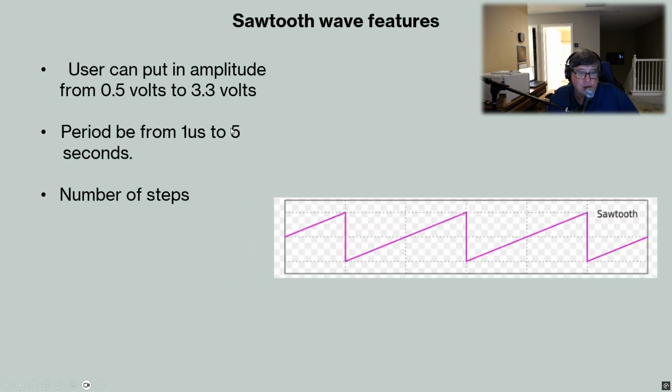Let's do the sawtooth wave. The sawtooth wave has an amplitude of 0.5 volts to 3.3 volts. The user should be able to put that into a function. We discussed functions a little bit, and we're going to discuss functions a bit more. They're quite useful. And then the number of steps. More than 1 is nice. You want as many as you can, for a nice smooth ramp like that.